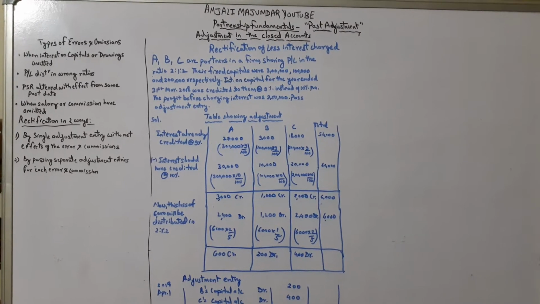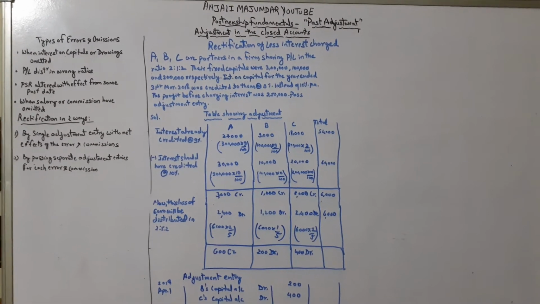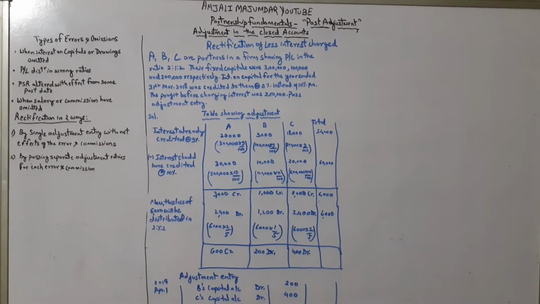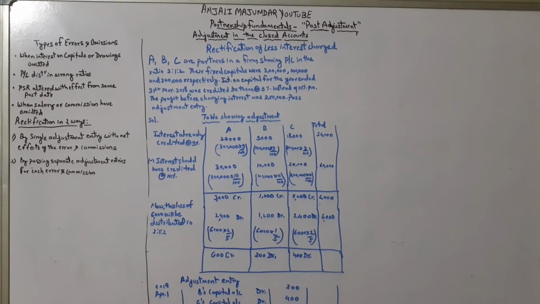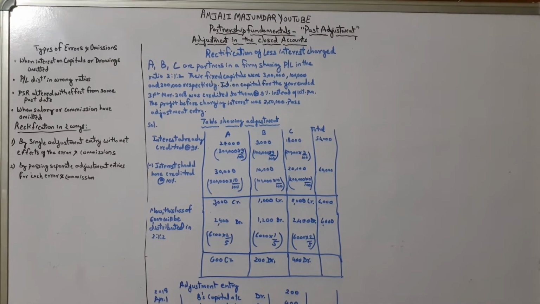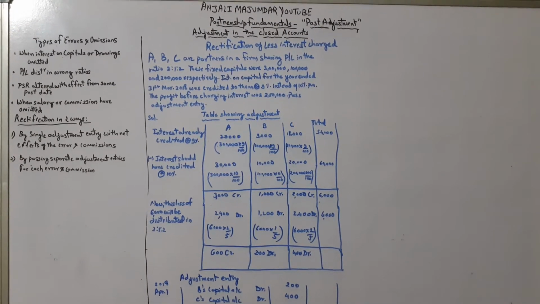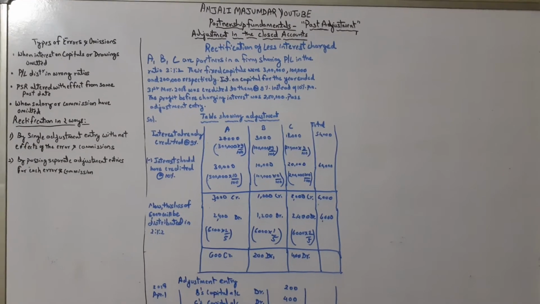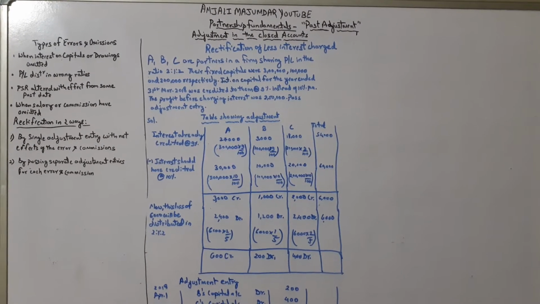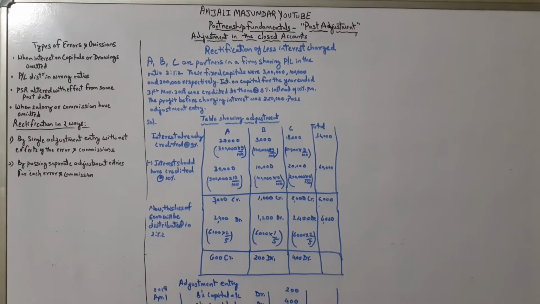Based on this same topic, I have already uploaded a video. This is in continuation of the same topic. We are doing rectification of less interest charged. That means in this question, the rate of interest which is agreed is not charged. Instead, some different rate of interest is charged.